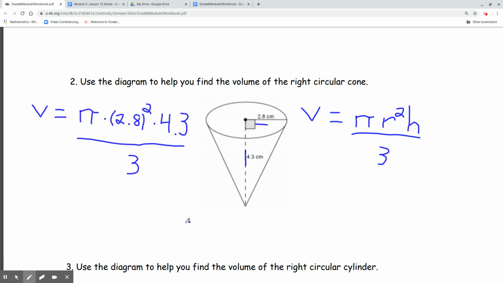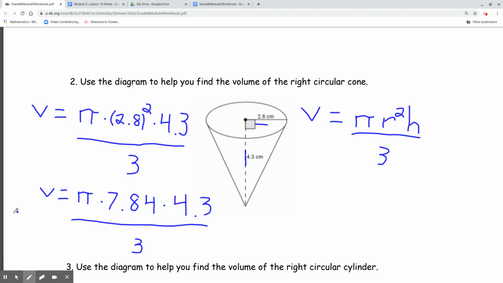All right, guys, so I'm hoping what you wrote down looks something similar to what I have here. We would plug in the number 2.8 and substitute that in for R. We'll plug in 4.3 and substitute that for H. So now what we have here is everything we need to work out to find the volume. So the first thing I'm going to do is square 2.8, and then I'm going to multiply that by pi and by 4.3. So I'm going to show that in 2 steps to you guys.